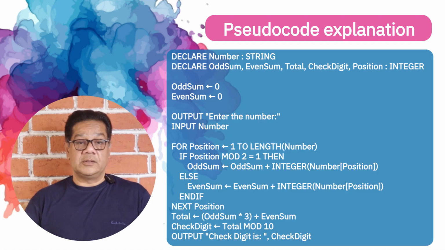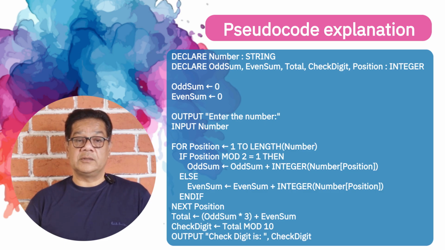Now let us understand this check digit program using pseudocode. First, we declare our variables. Number is declared as a string because the input is taken digit by digit. Odd sum, even sum, total, check digit, and position are declared as integer variables. Next, we set odd sum and even sum to 0. These variables will store the sum of digits in odd positions and even positions.